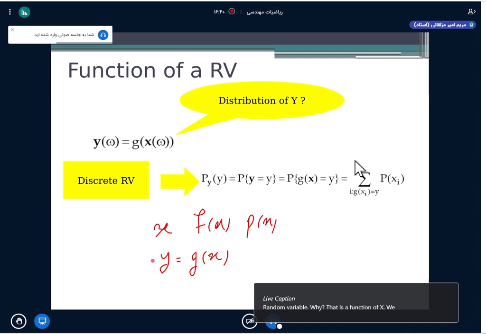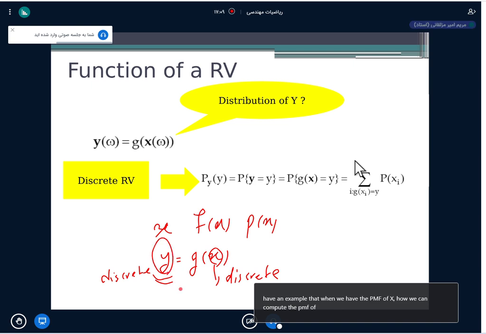y, that is a function of x. We want to compute the PMF or PDF of y. In the previous session, we discussed that if x is discrete, y will be discrete. And we had an example of how, when we have the PMF of x, we can compute the PMF of y. If you have any questions from the previous session, please ask.